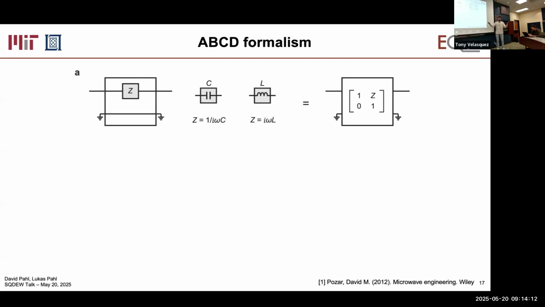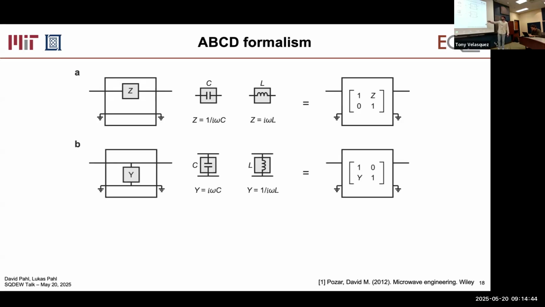But we'll see how to make more complicated network topologies. So let's look at some of these ABCD matrices. Say you have a series impedance, then the ABCD matrix for this is 1, Z, 0, 1. And that impedance can be, for instance, a series capacitance or inductance, of which the impedance is given here. I'm sure some of you are familiar with these circuit elements and their impedances.